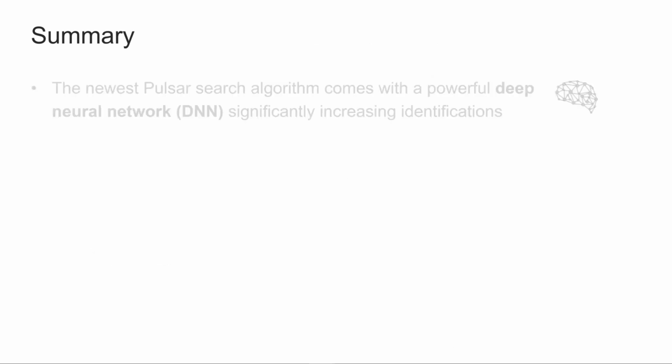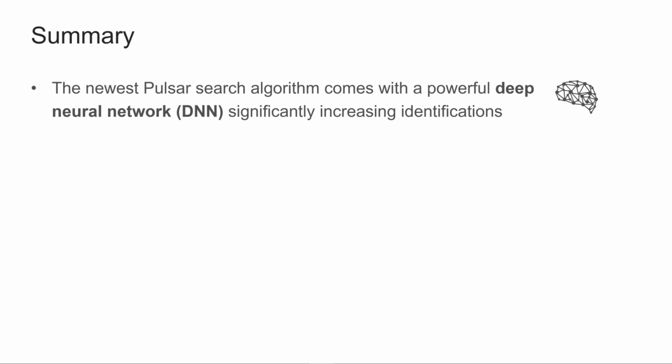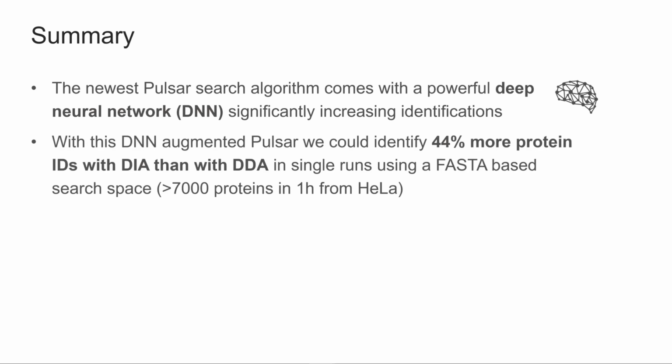So with this, I'm already at the end of my talk, and I want to summarize that in the newest Spectronaut, we have integrated our newest Pulsar search algorithm that comes with a powerful deep neural network, which significantly increases identifications. Maybe on a side note, but with this DNN-augmented Pulsar, we could identify 44% more proteins from single-shot DIA acquisitions as compared to DDA acquisitions. And for both, we used the FASTA-based search space, and this corresponded to more than 7,000 proteins in 1 hour for HeLa. So this is quite impressive.